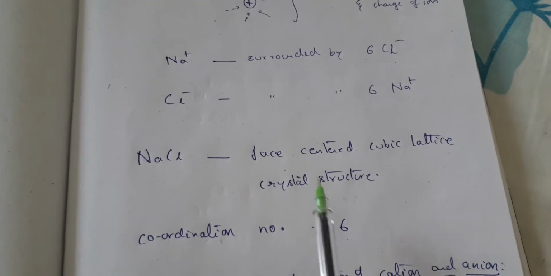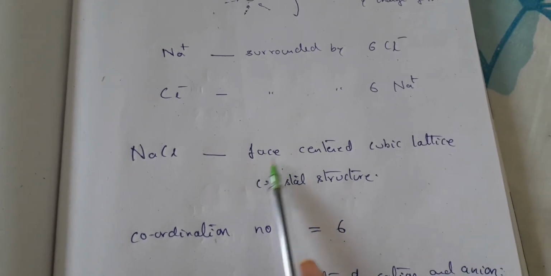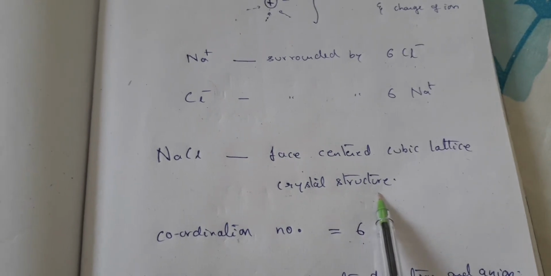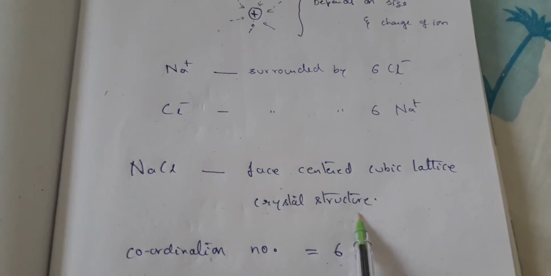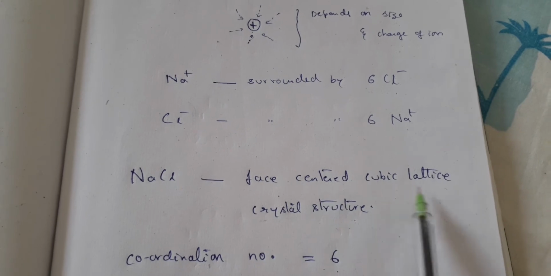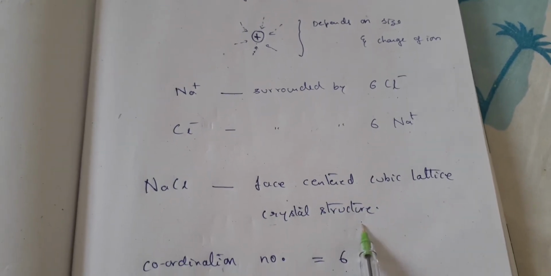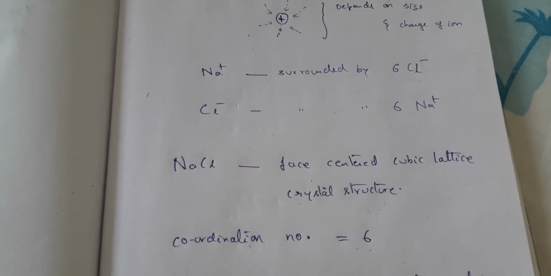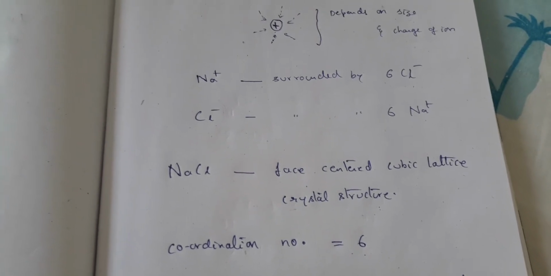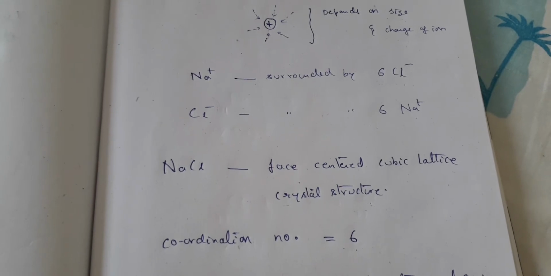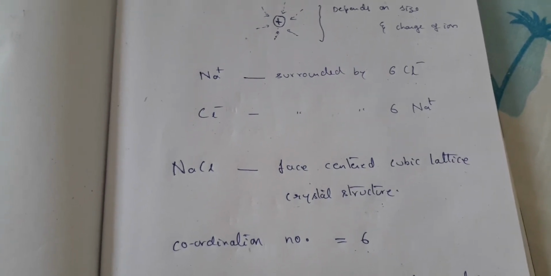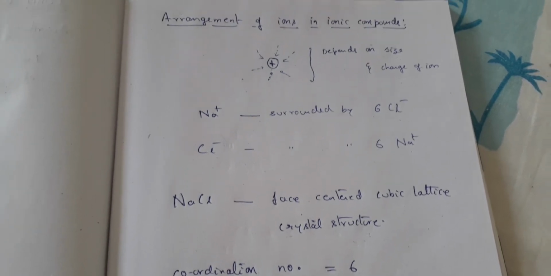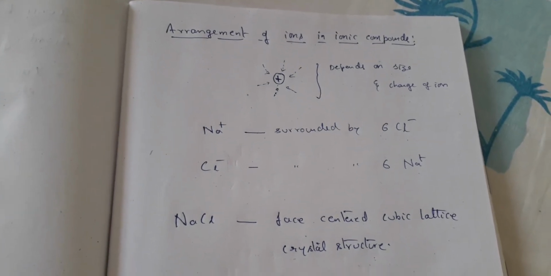And what is the structure of NaCl? It is face-centered cubic lattice crystal structure. Okay. So what is the coordination number of NaCl? It is 6. That means each Na+ ion is surrounded by 6 Cl- ions, and each Cl- ion is surrounded by 6 Na+ ions. Take the screenshot.